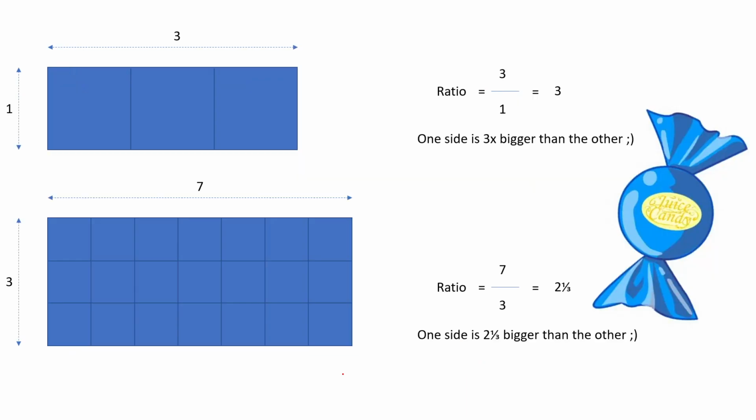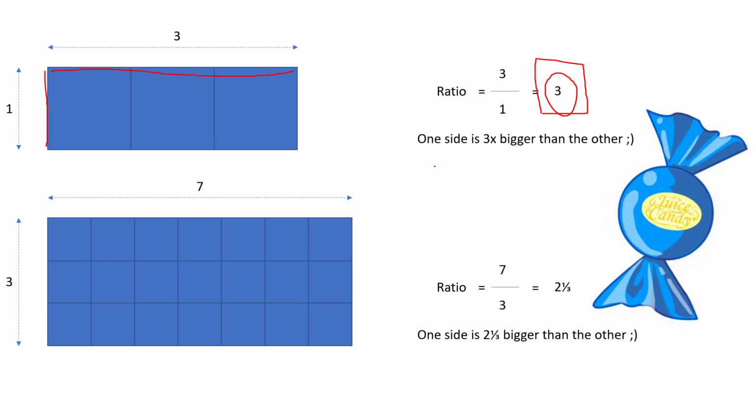What if those numbers are not the same? For example, here you can see a rectangle where one side is 3 in length and the other one is 1 in length. If you divide those two, 3 over 1, you get a ratio of 3. And the 3 says that we know that one number is 3 times the value of the other number. That's what we can read from this number.